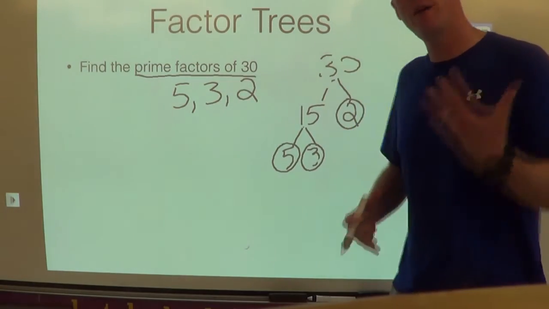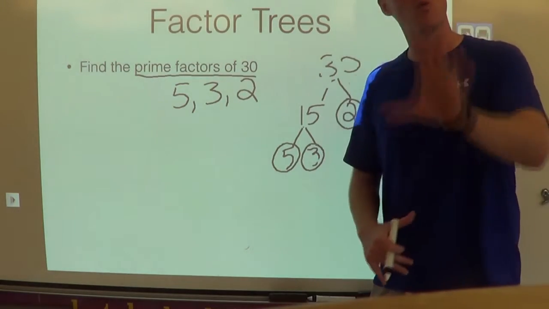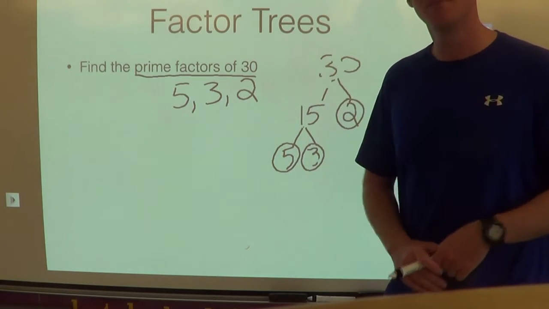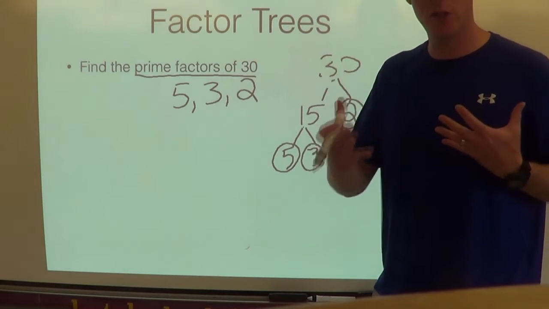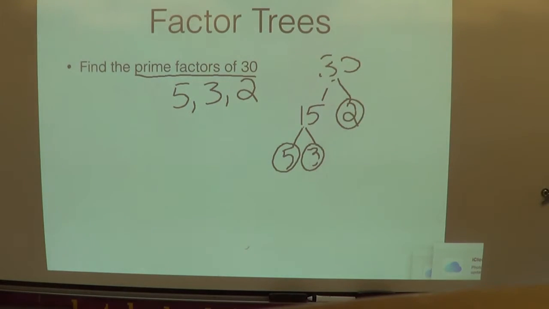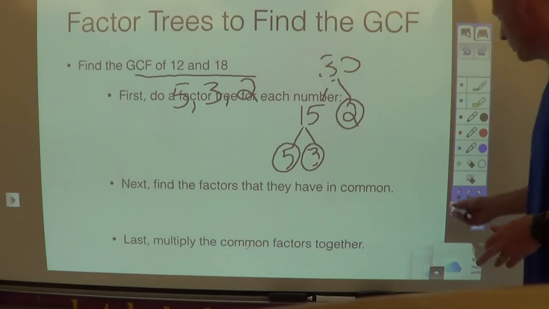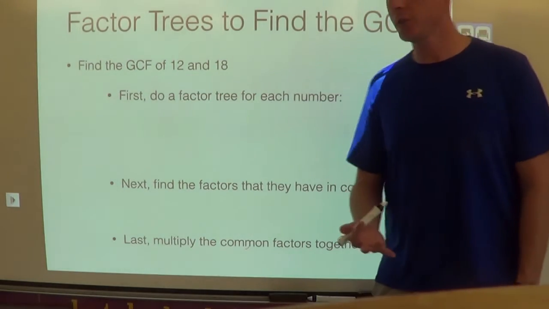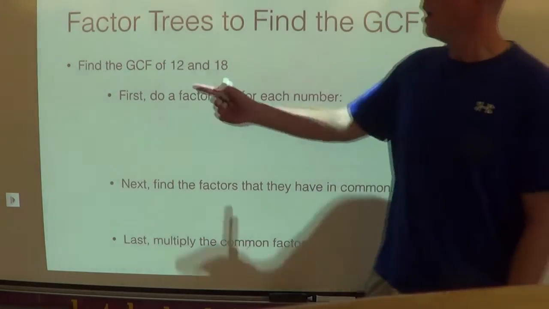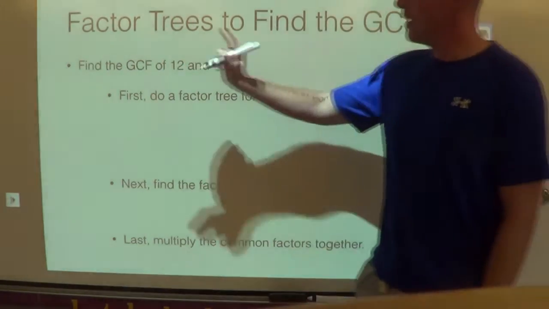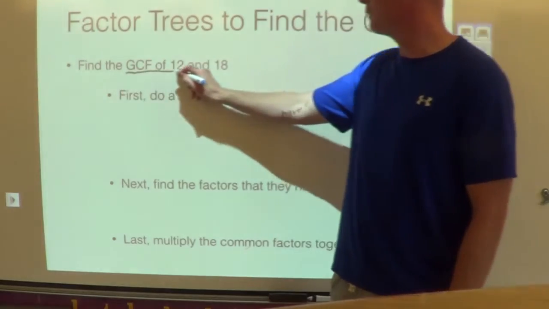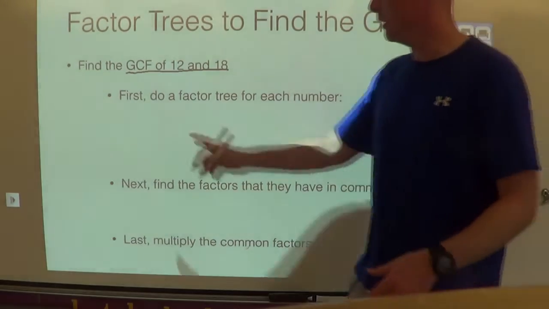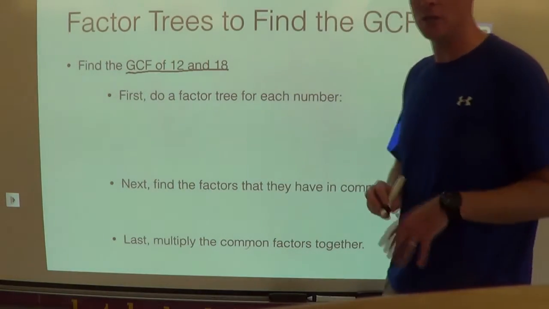Hopefully you've seen factor trees before, but if you haven't, don't worry. We're going to work more on it in class, and in fact, we're going to work on this next problem because you use factor trees to find the GCF. So here is a typical GCF question, of greatest common factor. Factor trees to find the GCF. Find the GCF of 12 and 18. Okay, I gave you the steps right here. First, do a factor tree for each of the numbers.